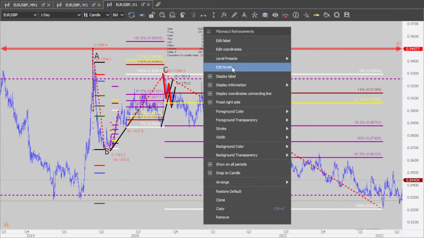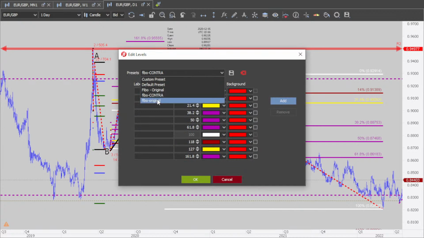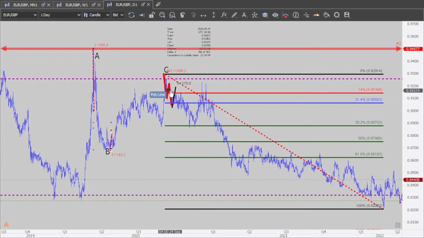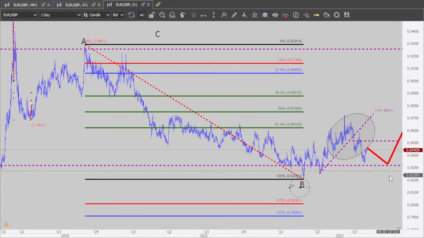Edit levels one more time, original one. There you go. So out, out, out, out, out. You would do something like this. You would say 8 goes to C, and now you would be shorting the market again.